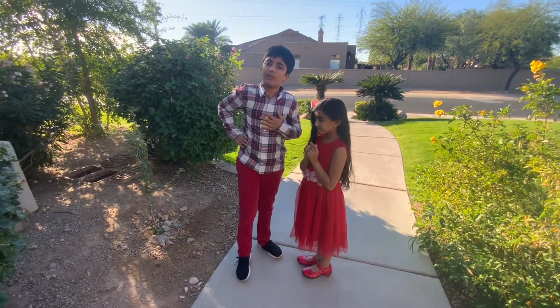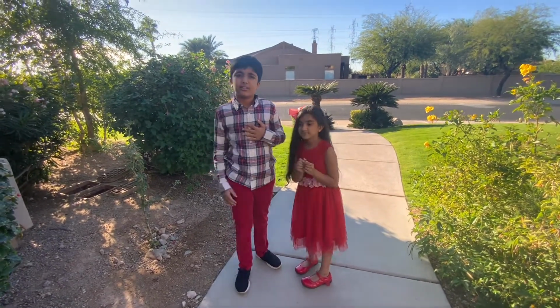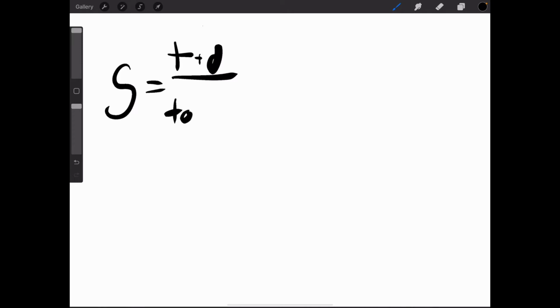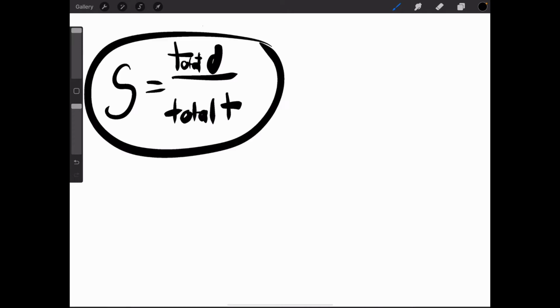This is the part where you come in, Mr. Whiteboard. Now we're talking about average speed. It's the same formula: average speed equals total distance divided by total time. It's still meters per second. The unit is still meters per second.